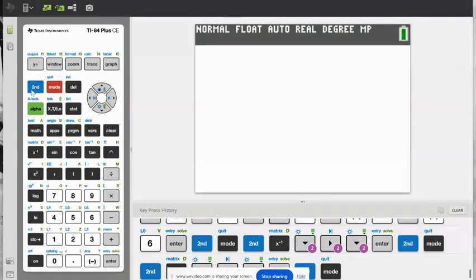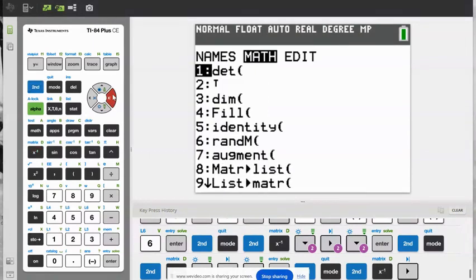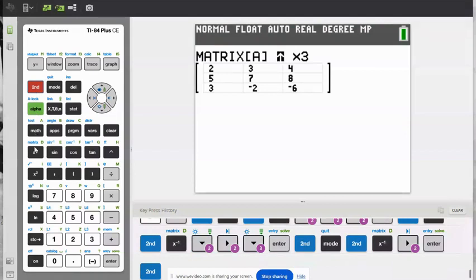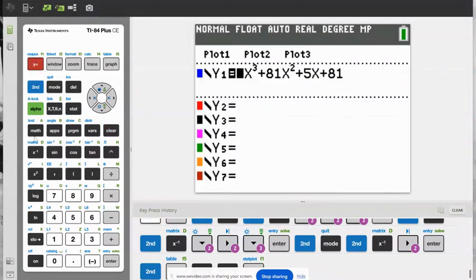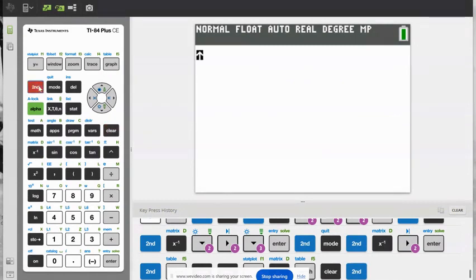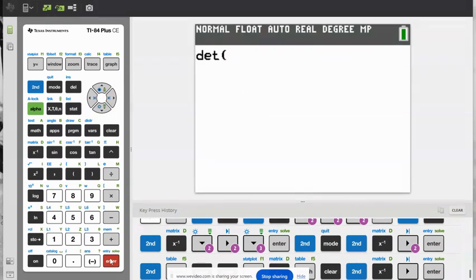So I need to pull the determinant of matrix B. So we're going to press second matrix, but this time we're going to scroll to math, choose choice 1. Oh, what did I do? Second matrix. Here. What's going on here? Second matrix. Try this one more time. Second matrix, math, determinant. Okay, there we go.